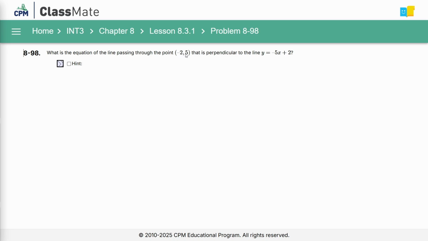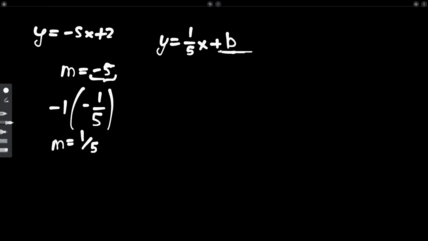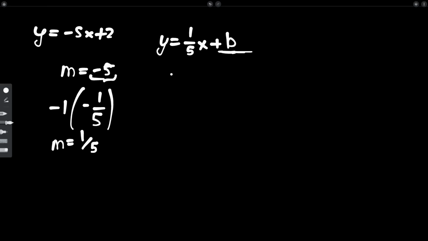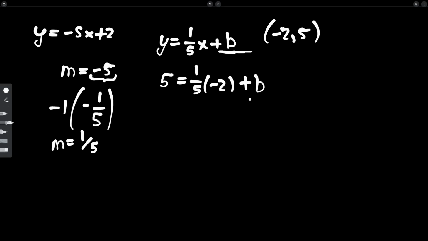We need to find a value for b so that when we plug in the values for x and y, we get -2, 5. So what we can do here is plug 5 for y. Remember, our point was -2, 5. So we can put 5 for the y value and set that equal to 1/5 times our x value plus b. So now we solve for b and we write the final equation.